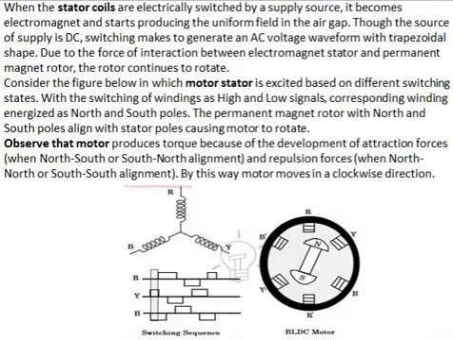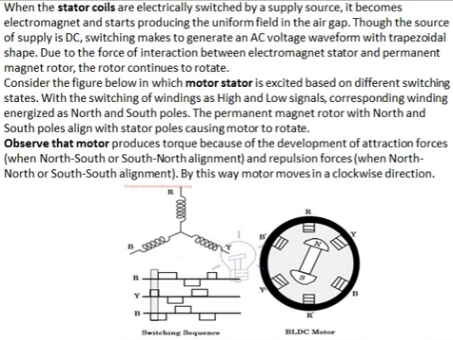When the stator coils are electrically switched by a supply source, they become electromagnets and start producing a uniform field in the air gap. Though the source of supply is DC, switching generates an AC voltage waveform with trapezoidal shape. Due to the force of interaction between the electromagnet stator and permanent magnet rotor, the rotor continues to rotate.